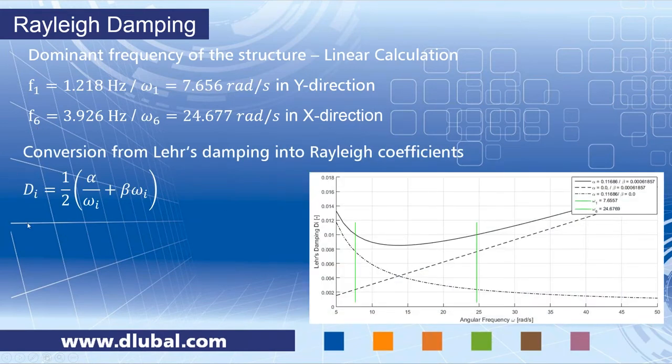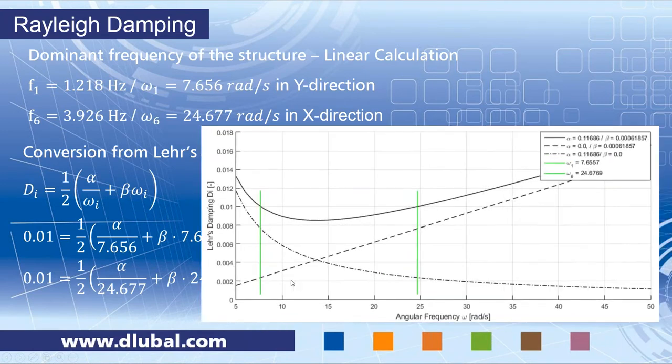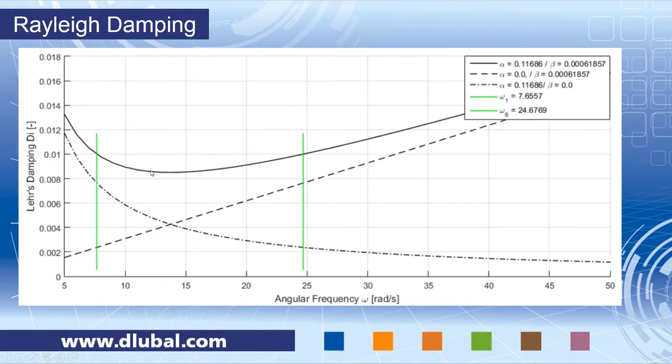And all we have to do now is enter all the values we know. And I want to achieve 1% layers damping. And I just enter my frequencies, in radians per second, because that's omega here, the angular frequency. And so I end up with two equations and two unknowns. That's a system of equations which you can easily solve.